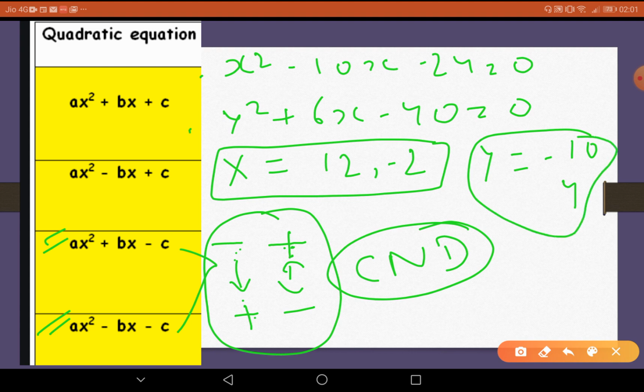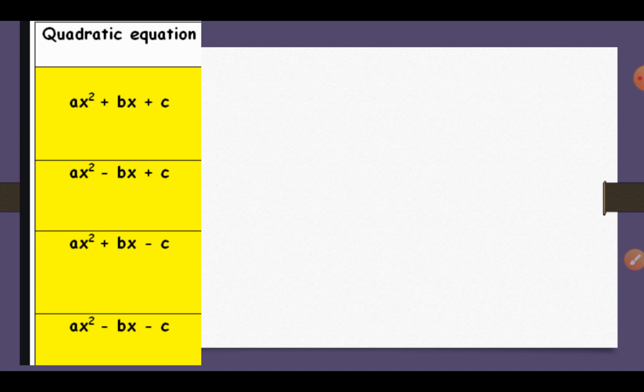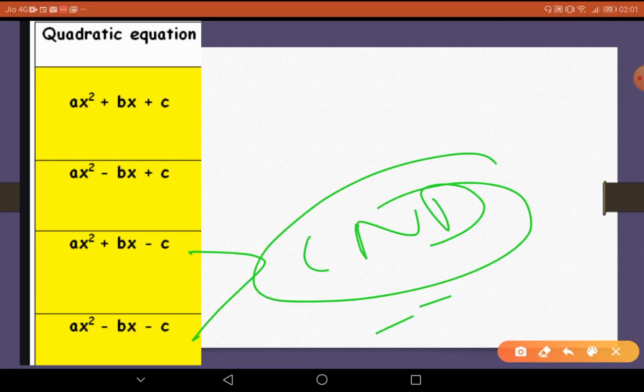Now when you compare, we compare every number with every number. So 12 is greater than minus 10. 12 is greater than 4. But minus 2 is greater than minus 10, yes, but minus 2 is greater than 4, no. So whenever the sign reverses like this, C and D holds. So this is totally a trick. Whenever you see such a format, you can easily mark C and D, cannot be determined.